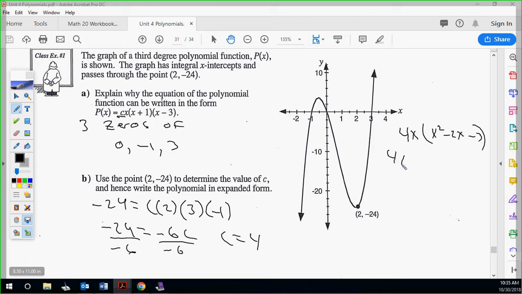4x cubed minus 8x squared minus 12x. So there's no constant. What's that mean? There is one, but it's 0. So you're on the right track, Ollie, but it's 0. Okay, so the y-intercept is 0 because there's no constant that moved it up or down. And that's why you can see this one definitely is correct. It goes through 0.